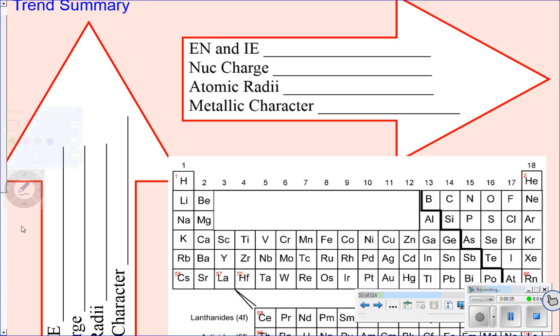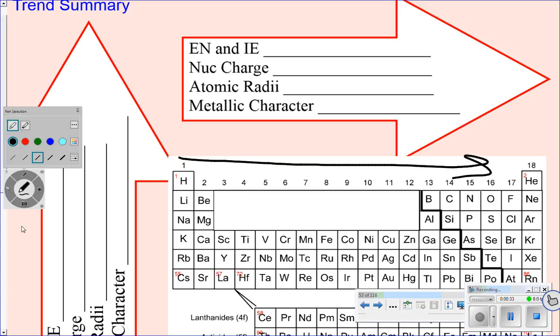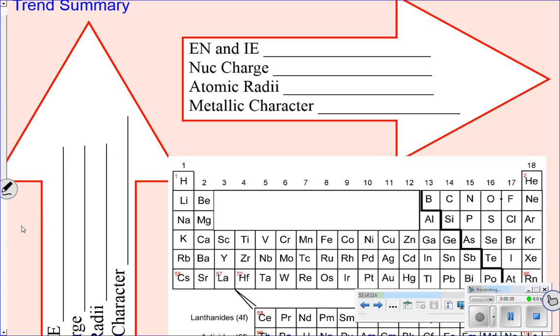Electronegativity and ionization energy. From left to right. I'm just going to make this huge arrow saying anything that goes this way, does it increase, does it decrease? Just to summarize everything in one nice little place. So electronegativity and ionization energy, as we go from left to right, are both going to increase as atoms get better at holding on to electrons. Nuclear charge is going to increase as well. Atomic radii, remember, is decreasing, and metallic character is decreasing as well.